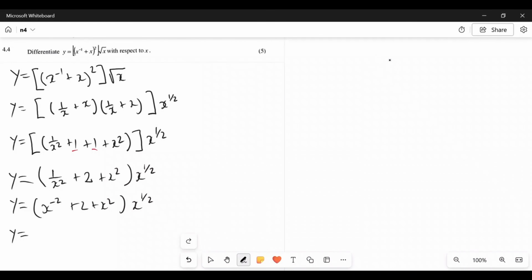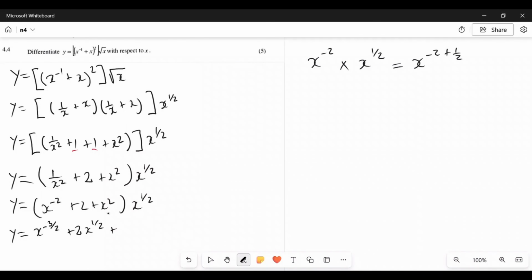Guys, we have to use the exponent laws here. When you multiply x to the power of negative 2 with x to the power of half, since the bases are the same, the exponent will add. So basically, here's what's going to happen. It's going to be x to the power of negative 2 plus half. So this is going to give us x to the power of negative 3 over 2. There we go. We continue. We multiply this 2 with that x to the power of 1 over 2. This is going to give us 2x to the power of 1 over 2.